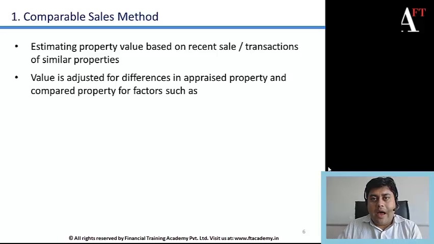Now obviously this value is adjusted for the differences between the property that you are valuing and the property that you are comparing. So say, for example, I am trying to value a bungalow on the suburbs of an urban city. The way of valuing that bungalow under the comparable sales method is that I will try and see what price has been fetched by similar bungalows sold in the vicinity of that area itself, and how far back they were sold, whether it's a 1 month old transaction, 2 month old, 6 month old, or 1 year, and accordingly adjust.